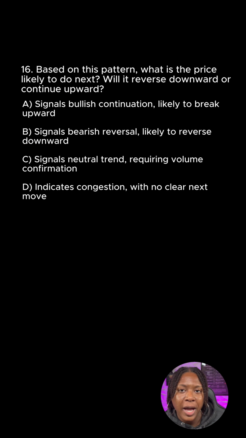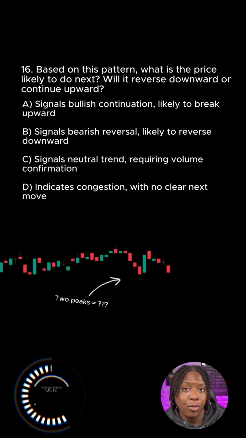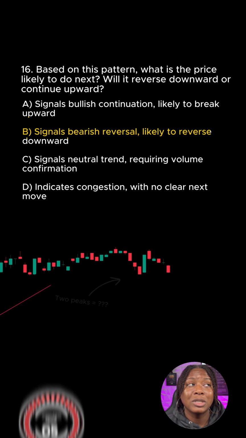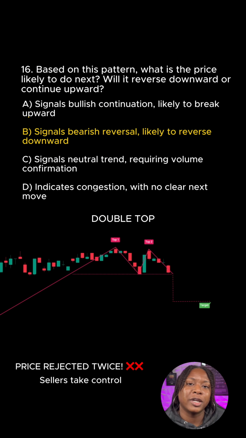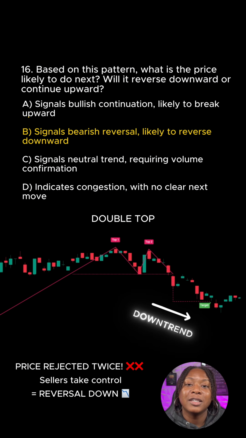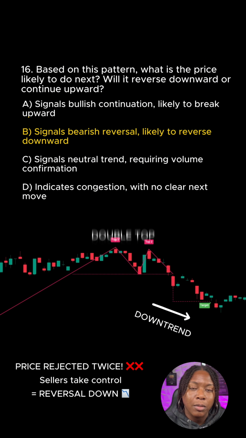So based on this pattern, what is the price more likely to do next? Is it going to reverse downward or continue moving upwards? This is a double top pattern, and double tops basically say game over for that uptrend. So when the price shows that it's not able to break above that second peak, then selling pressure starts to kick in. You'll potentially see downward movement after that.